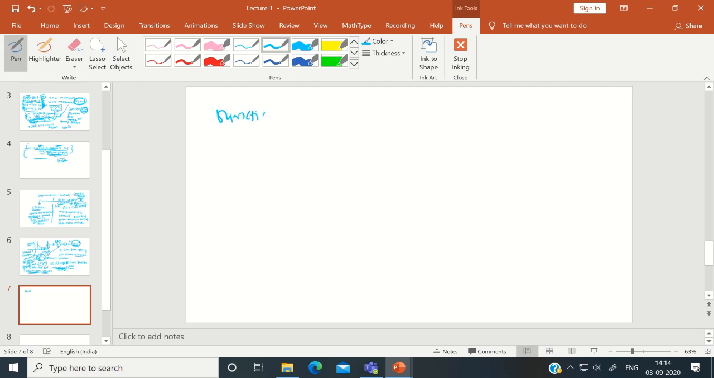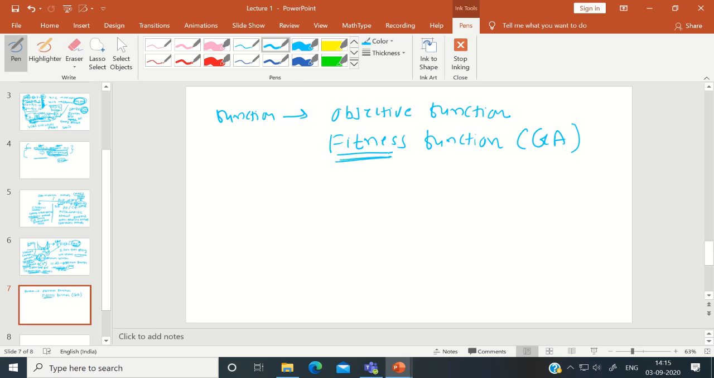Function is called the objective function. It is also called the fitness function. Yes, in genetic algorithm or in any artificial intelligence method, this word is generally used, fitness function or objective function, right? Or cost functions. There are lots of names depending upon the type of function. The name is given cost function.